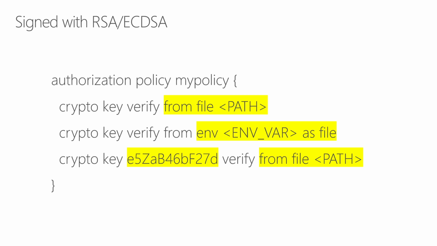What will happen is the security app would read the file, and that would become the default key. You see, there is no key ID specified in the first line. That will be the default key used to verify the tokens. You can specify the file from an environment variable once again. So the gist of it is that you can also specify a very specific key, and you can also load that from file.